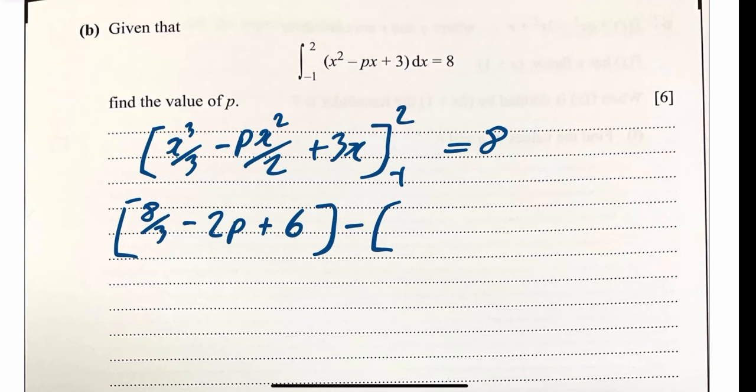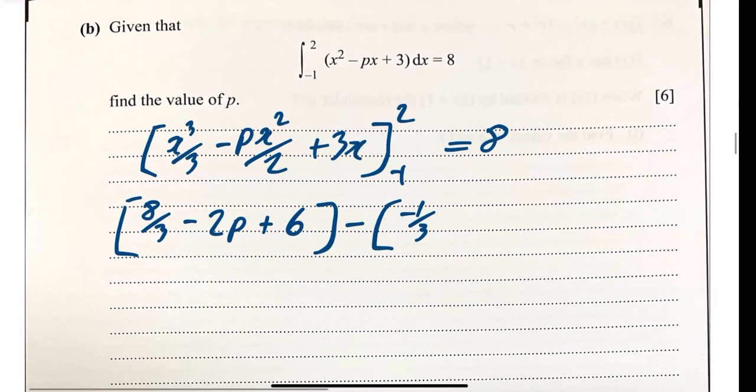Second square bracket, put minus 1 in. Minus 1 cubed is minus 1, and that's over 3. Minus 1 squared is 1, so that's just going to be minus p over 2. And then minus 3, and that still is equal to 8. And we need to tidy this up. So I'm going to look at the fraction bit first.